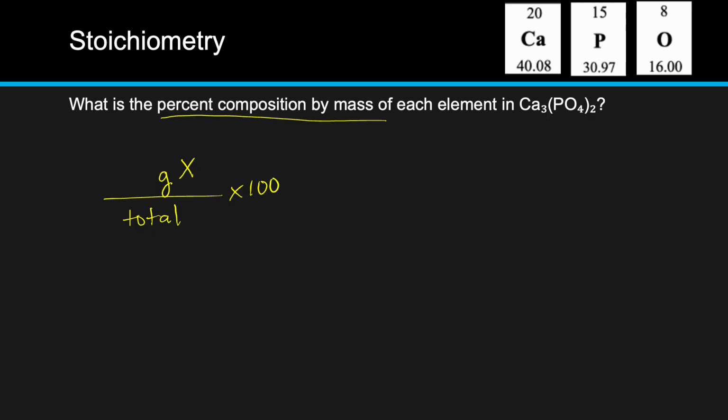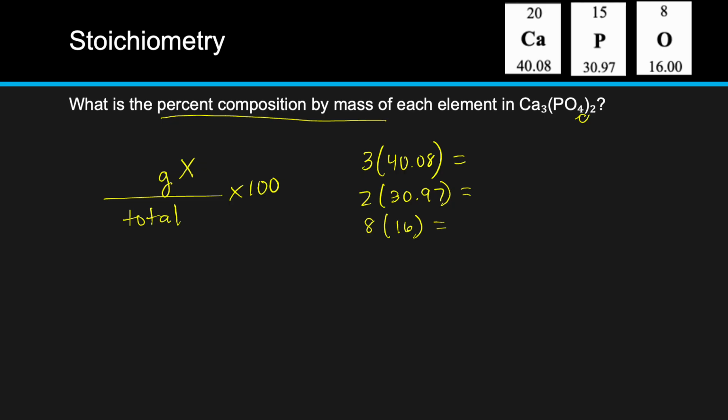First up, I have 3 calciums. Calcium is 40.08. Then I have 2 phosphorus, so I have 2 times 30.97. You'll see why I'm doing this separately in a second. And then oxygen, I have 8 total because I have 2 times 4. So 8 total times 16.